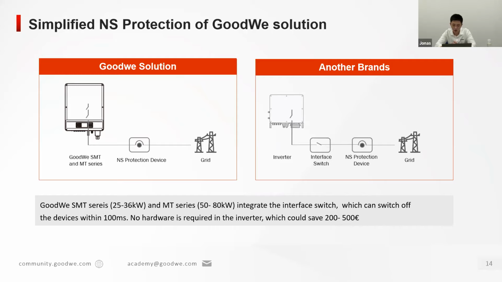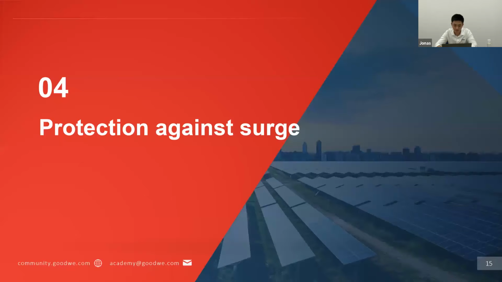Another advantage of this: the S protection is related to the remote shutdown. So this is related to human safety. You could disconnect the inverter in a remote way. And they are both the protection against surge and another topic.